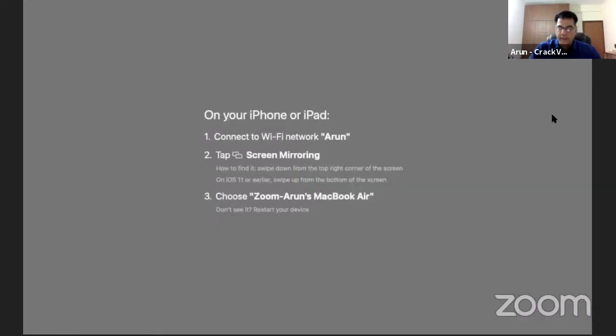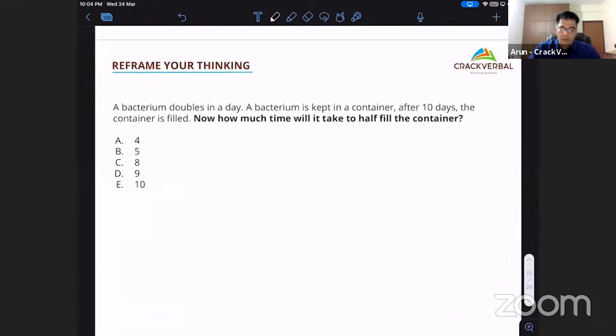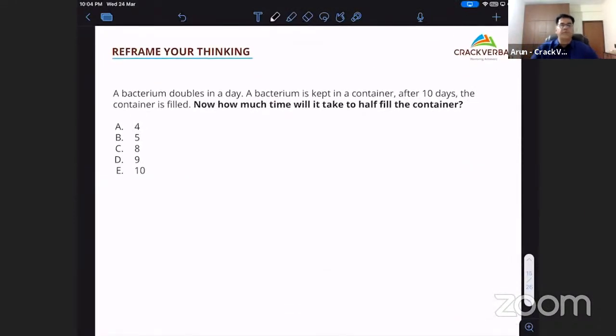So what I'm going to do is, just to get you guys thinking about it, why don't we take this question? You can let me know in the chat window. A bacterium doubles every day. In 10 days, the container is filled. How long would it take to fill half the container?